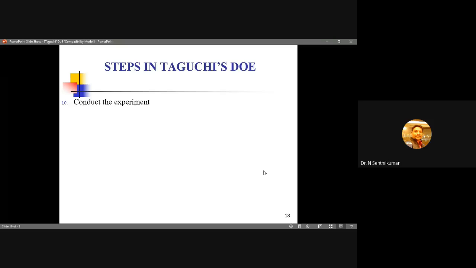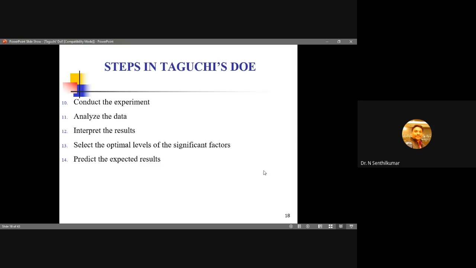After assigning the values, we know the combination of input factors. So accordingly, conduct the experiments, then measure the outputs. If I'm going to have a flank here, then I have to go with a video measuring equipment, or a tool maker's microscope to measure that. Then those values have to be analyzed, and the results interpreted. Then I'm going to identify the optimal conditions, then predict. So the prediction option is also available, right?